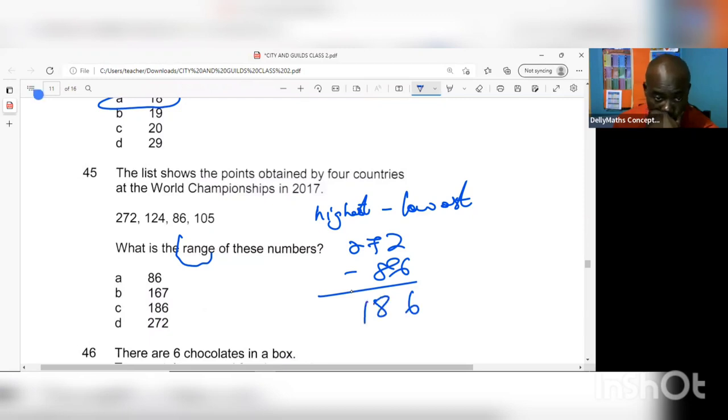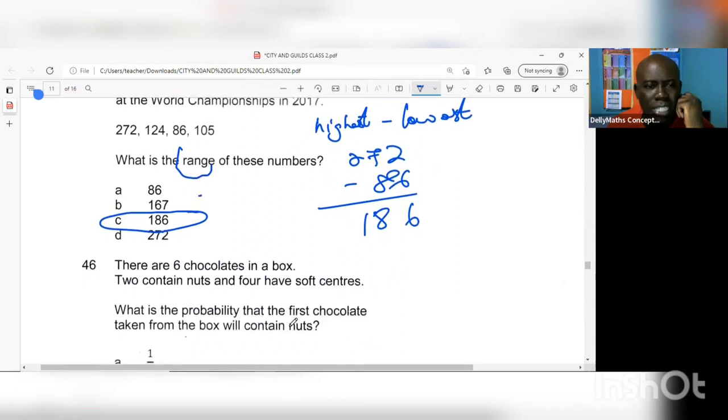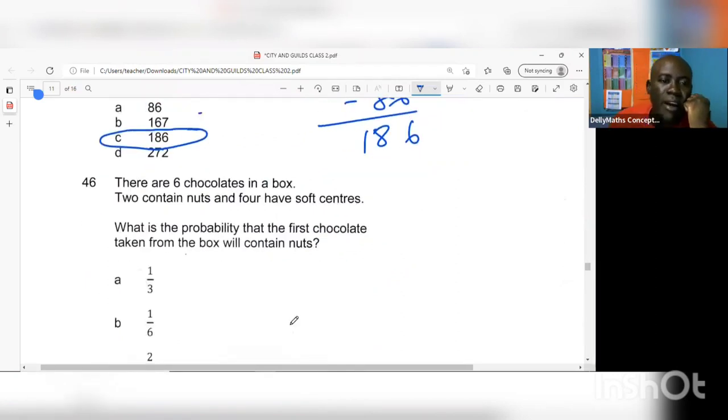6, 8, 1, I'm getting 186 here. So that's the range. There are 6 chocolates in a box. 2 contain nuts and 4 have soft centers. So we have 2 of them with nuts, 4 of them with soft centers.